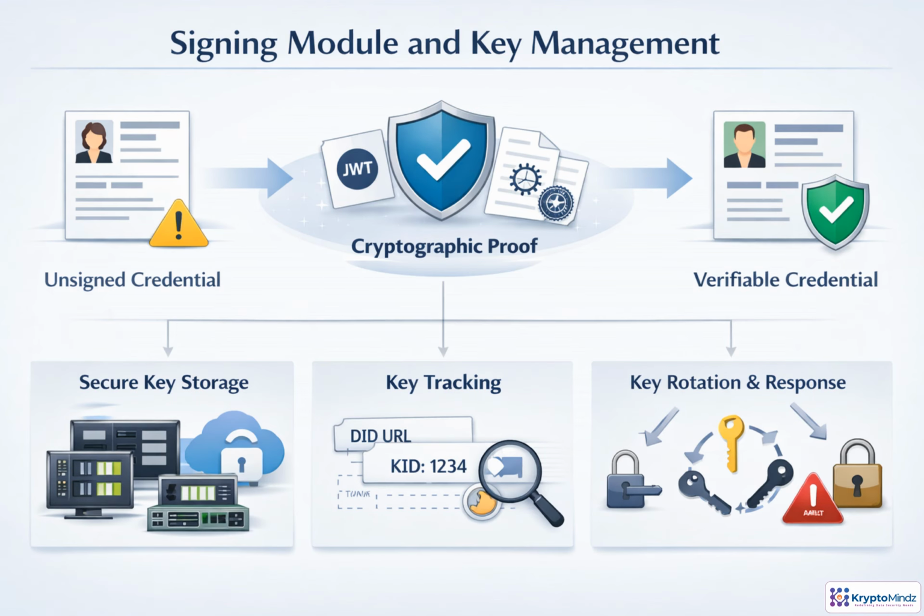Signing is where an unsigned credential becomes trustworthy. The signing module applies a cryptographic proof, such as a JWT-based VC, data integrity proof, or linked data proof, according to the ecosystem you support. Treat this as a hard trust boundary. Private keys should stay isolated in a KMS, HSM, enclave, or signing service. Every proof must reference the correct key identifier, and the design must support rotation, compromise response, and verification of older credentials.